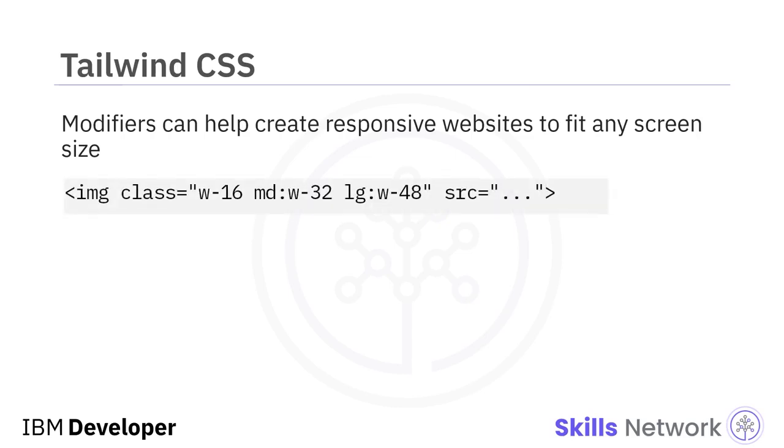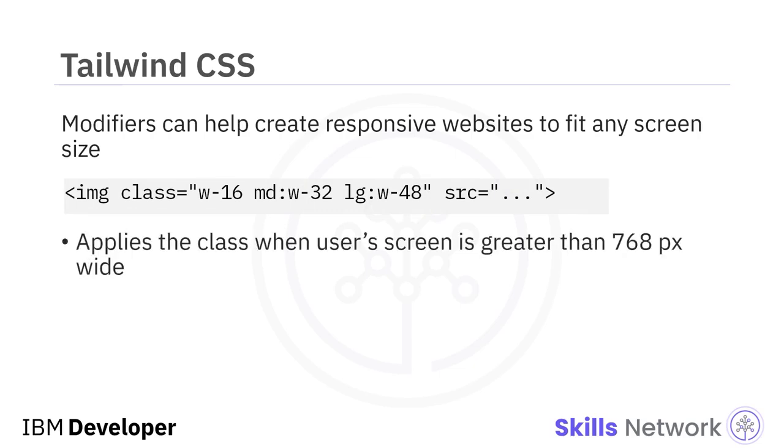For example, adding MD: before a class will only apply the class when a user's screen size is greater than 768 pixels wide, which is defined by Tailwind as a medium-size screen. This code will display an image with a width of 16 or 64 pixels by default, a width of 32 or 128 pixels on medium screens, and a width of 48 or 192 pixels on large screens.